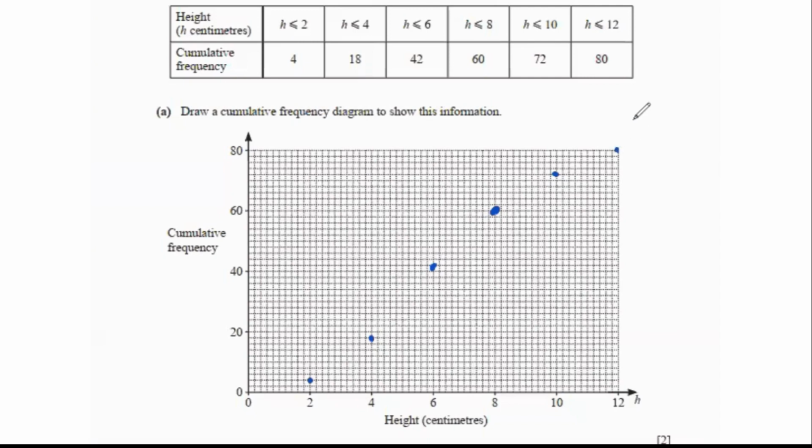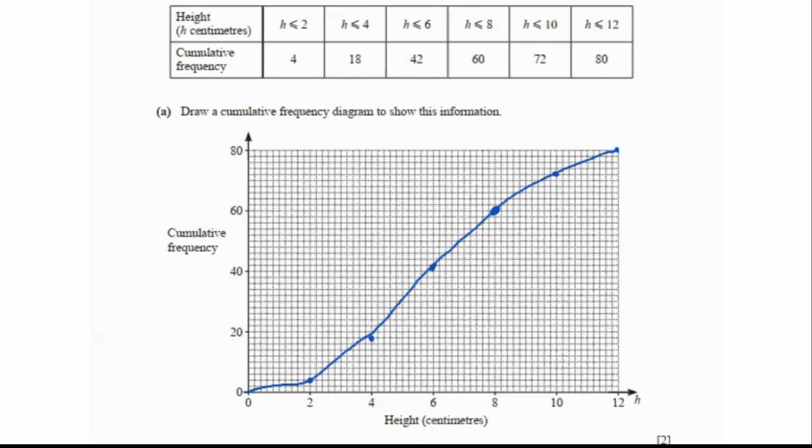That's the last one. So if you join the dots, it's going to be a little rough. Yeah, that's basically your cumulative frequency graph.